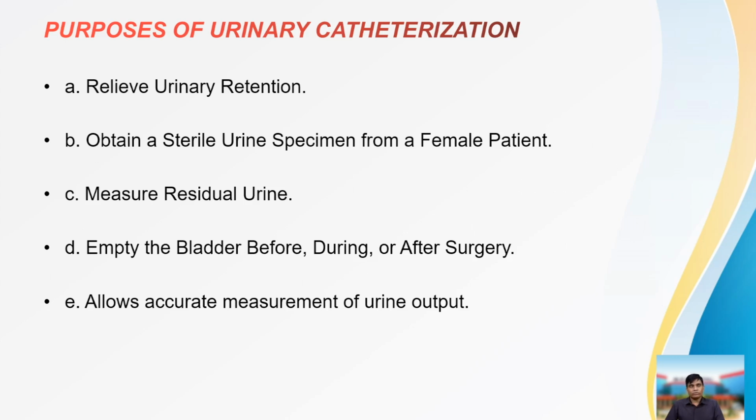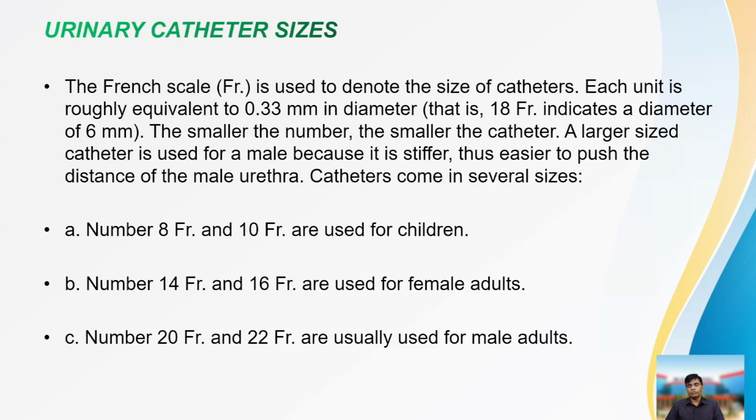Next, we have to discuss the purposes of urinary catheterization. Firstly, to relieve urinary retention, and then to obtain a sterile urine specimen from a female patient. Next is to measure residual urine, then to empty the bladder before, during, and after surgery. Next, to allow accurate measurement of urine output.